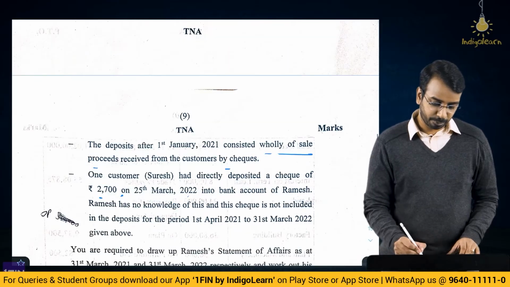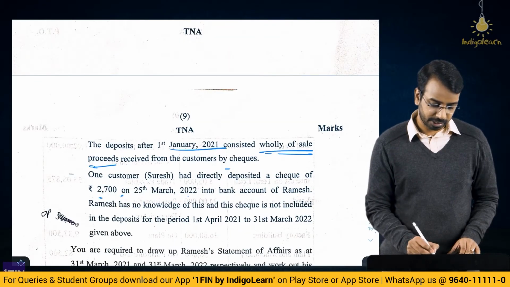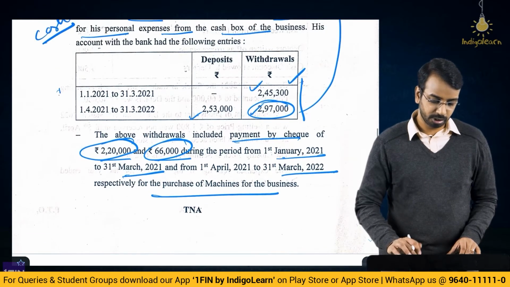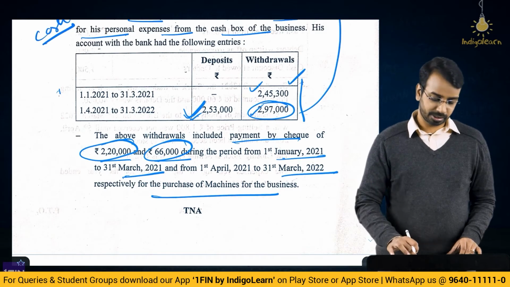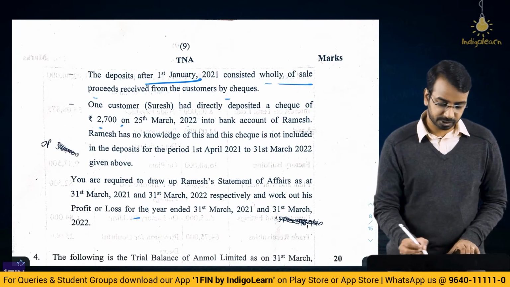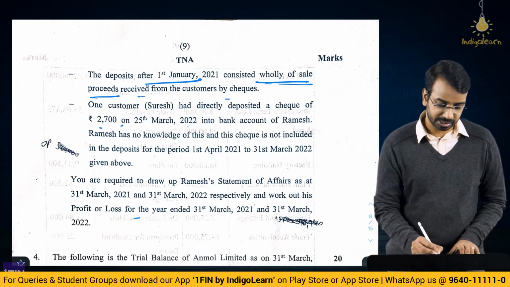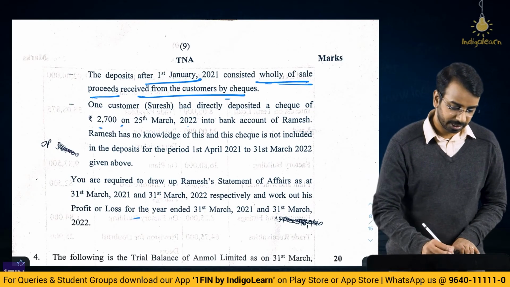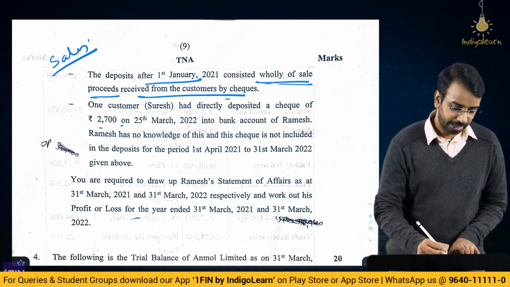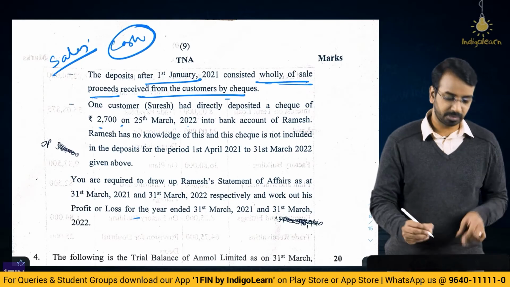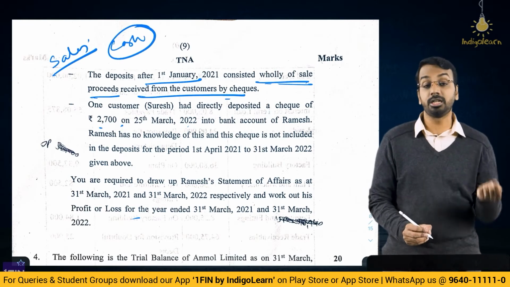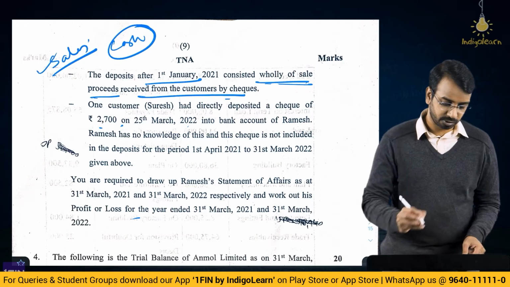Then deposits after 1st January consisted wholly of sale proceeds received from the customers by check. So this is directly your cash sales. What are these? These are sales, and you have collected cash. When I say cash, it is not physical cash, you have collected check. These are not credit sales, okay. So this gives you the sales number.